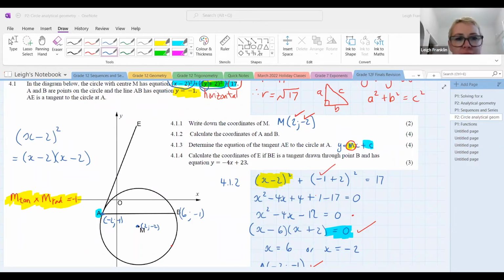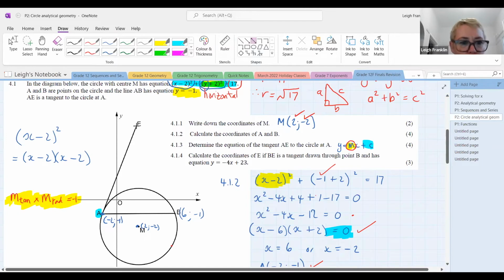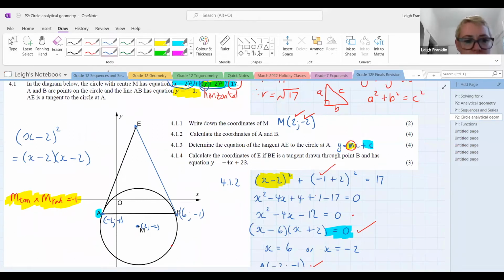So what they are telling us here, Matrix, is that we have a line drawn from E to B. Let's just move it up there. So there it is. I've drawn it in. Whether it's there or not, it really doesn't matter. So it has an equation. The equation of this line is y equals -4x plus 23.